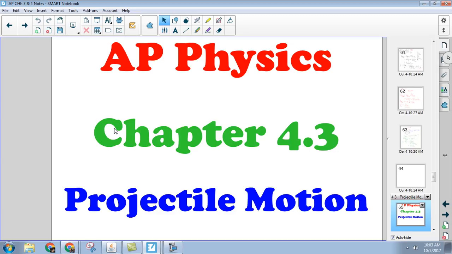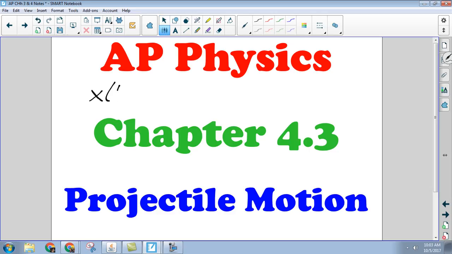Why? Well, what do we mean when we say that it's constant? What part of the motion is constant? The horizontal velocity, right? Doesn't that describe my horizontal position? Yes. It's just going to be whatever the horizontal velocity is times the time, right? That's easy.